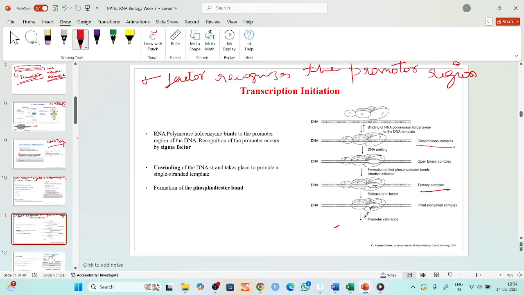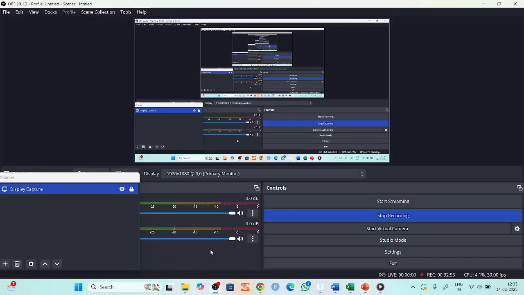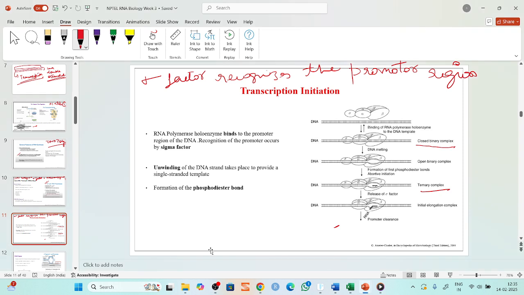So this sigma factor has to leave because maintaining sigma factor in the RNA polymerase and keeping it as a holoenzyme requires a lot of energy. The only function of sigma factor was to recognize the promoter and initiate the transcription process. Now once that is completed, there is no such function of the sigma factor. So keeping sigma factor is energetically very expensive. Why keep an energetically expensive component when it is not needed? That is why the sigma factor is released after the ternary complex is formed.